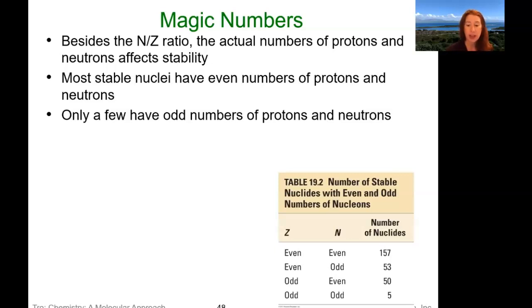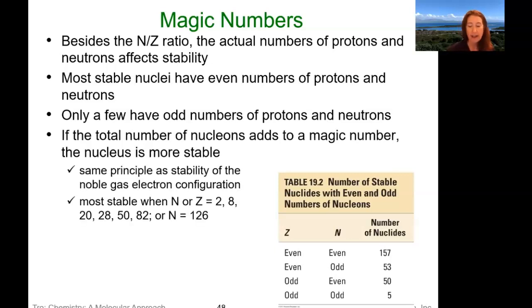Only a few stable nuclei are odd numbers. So we have these things we call the magic numbers. So just like you have stable atoms when it comes to reactivity, you also have stable atoms when it comes to nuclear stability, right? And these are our magic numbers. When either the protons or the neutrons are 2, 8, 20, 28, 50, or 82, or the neutrons are 126, right? Again, these are what we call our magic numbers. And we're going to do some practice with these.